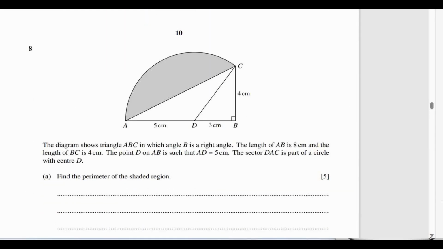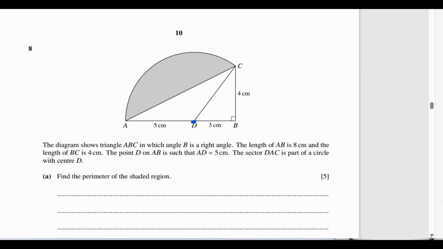Okay, this is related to coordinate geometry. The diagram is given to us, the data is given to us. Find the perimeter of the shaded region. Now as we can see, the length of AB is 8 centimeter, the length of BC is 4 centimeter. The sector DAC is a part of a circle with center D. It means that this is the center point and this whole is the sector.